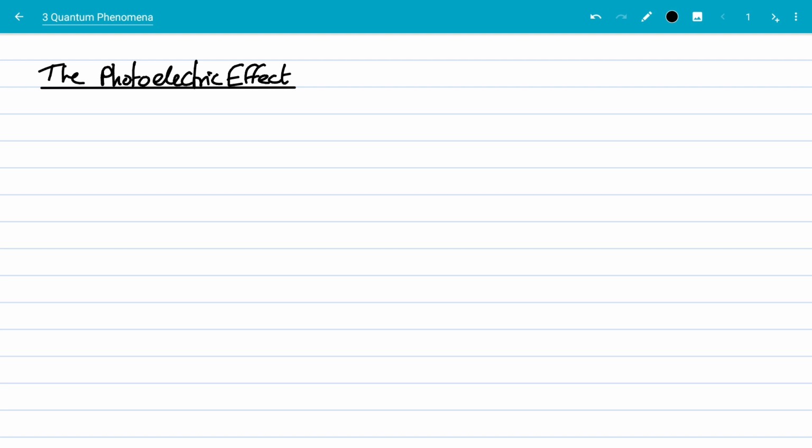So, observations. What did Heinrich Hertz observe? Well, it wasn't necessarily Heinrich Hertz that observed these. These were observations that sprung from his first discovery. It was discovered that we had electrons emitted from the surface of a metal when there was radiation of a sufficiently high frequency.